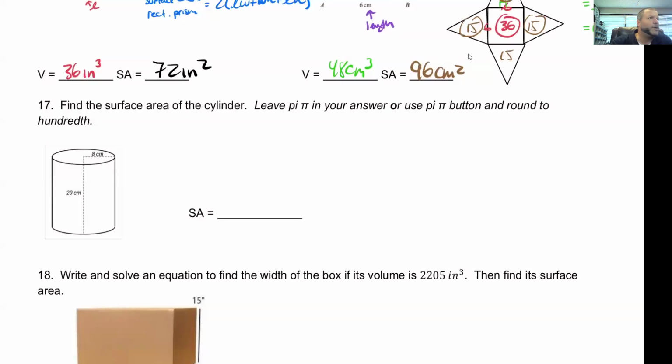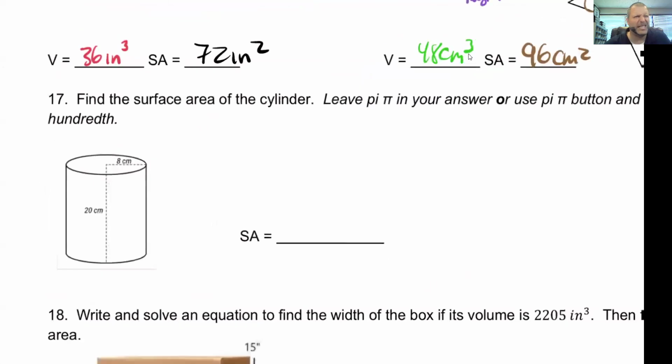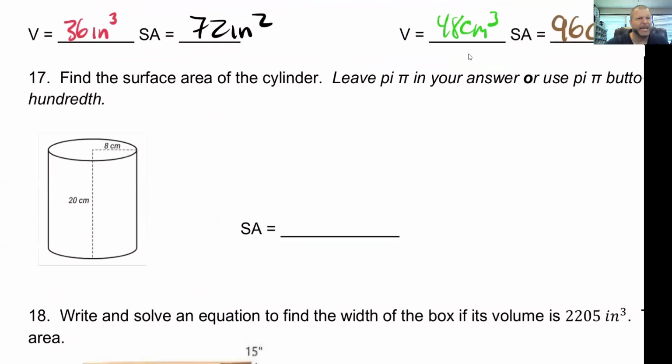Right, so question 17, we want to find the surface area of the cylinder. This is also just an application of a formula. It's one that might be a little bit tricky to figure out if you don't know it. So you could always just look it up, right?